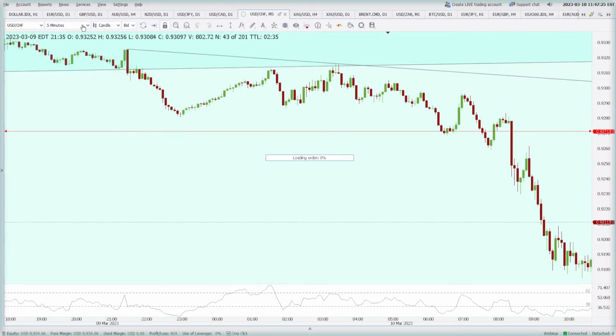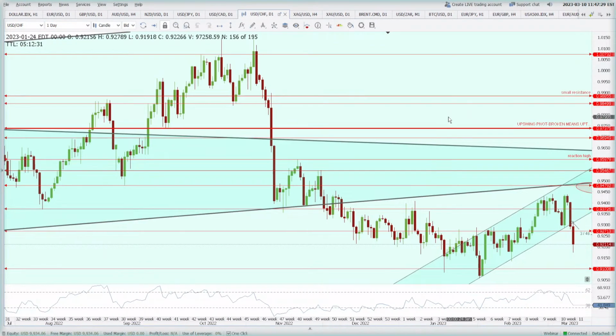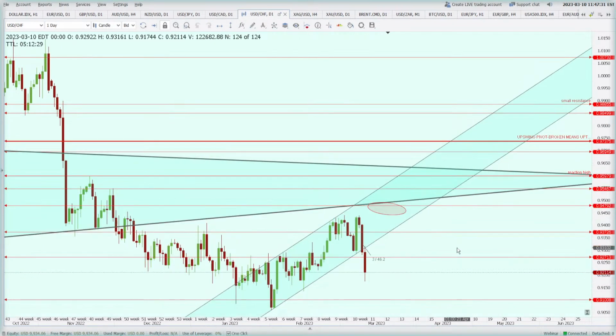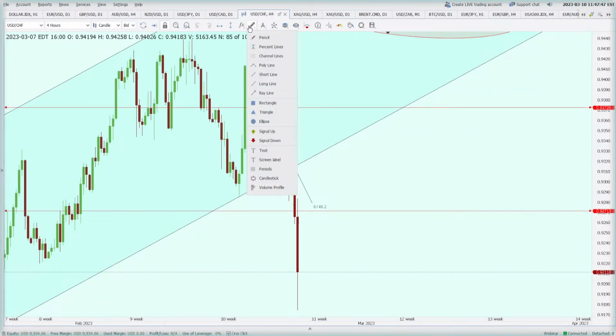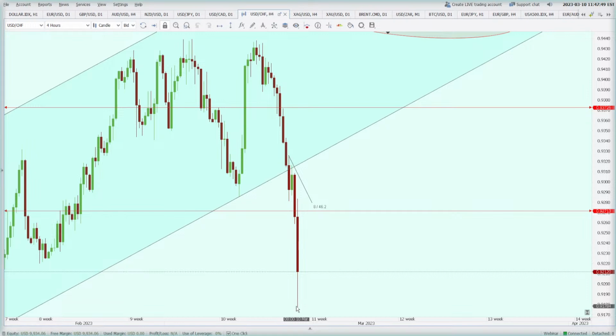USD CHF, I was short in this trade also today. That's why it was shifted to 5 minutes because I was trading intraday. So now we have seen that the market has gone below 0.9271. This area was a good support. Expect this to act as a good resistance when the price comes from below to this area. So I'll switch to 4-hour to give you a better picture. So expect something like this happening here, guys.